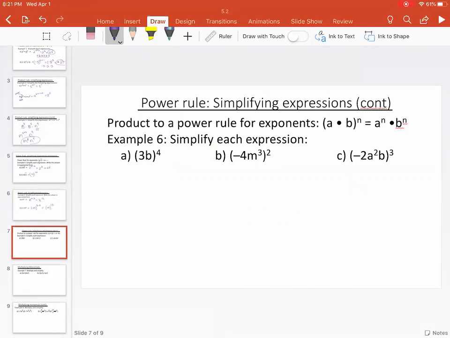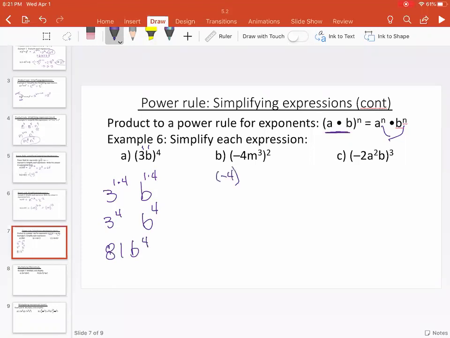It's the same thing here, but do you notice I have 2 things in the parentheses and they both get raised to the n power. So for A here, this is an understood 1 and an understood 1. So I take 3 to the 1 times 4 and B to the 1 times 4. Each exponent inside is multiplied by the exponent outside. So I have 3 to the 4th, B to the 4th, and then 3 to the 4th is 81.